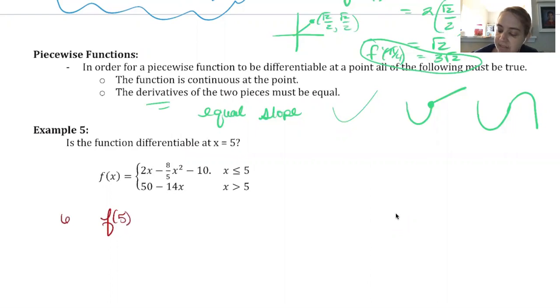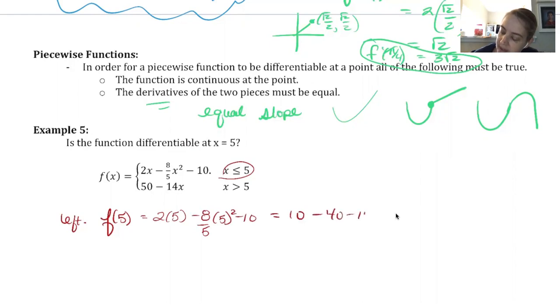And so we're going to do the left-hand side here. So we want the values less than 5, which is the first one. So this will be 2 times 5 minus 8/5 times 5 squared minus 10. This will be 10 minus 40 minus 10. So what do we got here? This will be negative 40. Double check my math. I might be wrong. I'll go back and check in a second.